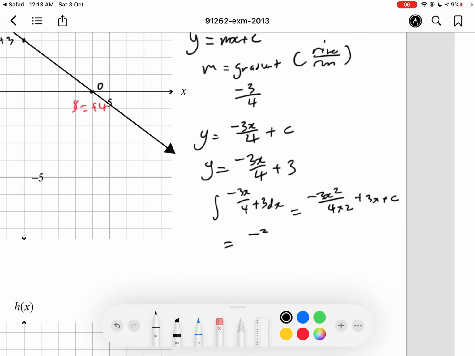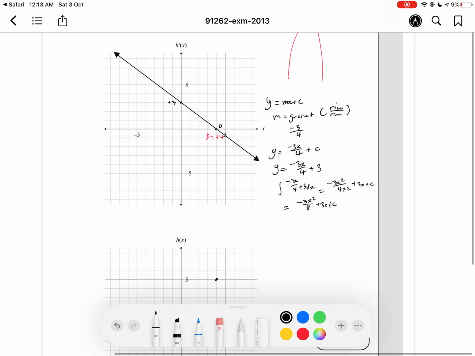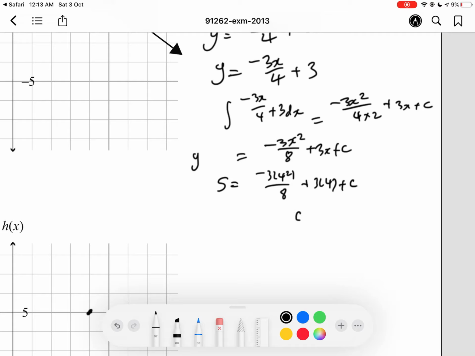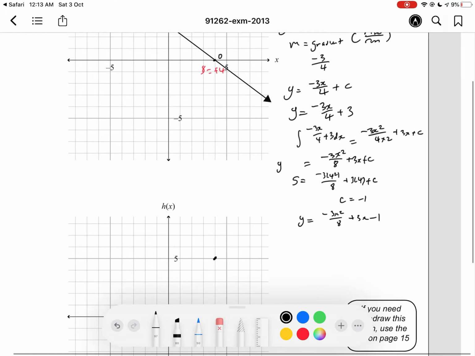So this gives us negative 3x squared over 8 plus 3x plus c. Since we know that it passes through the point 4, 5, we can substitute that in to find the value of c. So 5 equals negative 3 times 4 squared over 8 plus 3 times 4 plus c. We should find that c equals negative 1, and therefore y equals negative 3x squared over 8 plus 3x minus 1. So that's our equation of our graph.